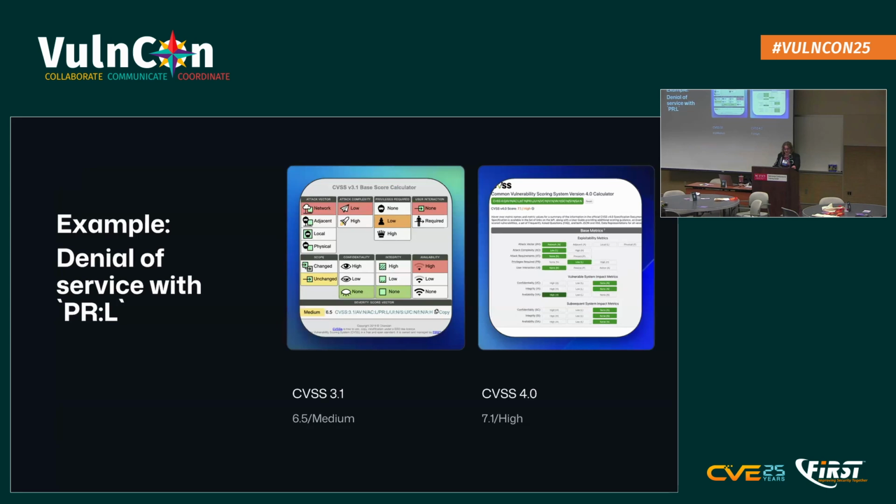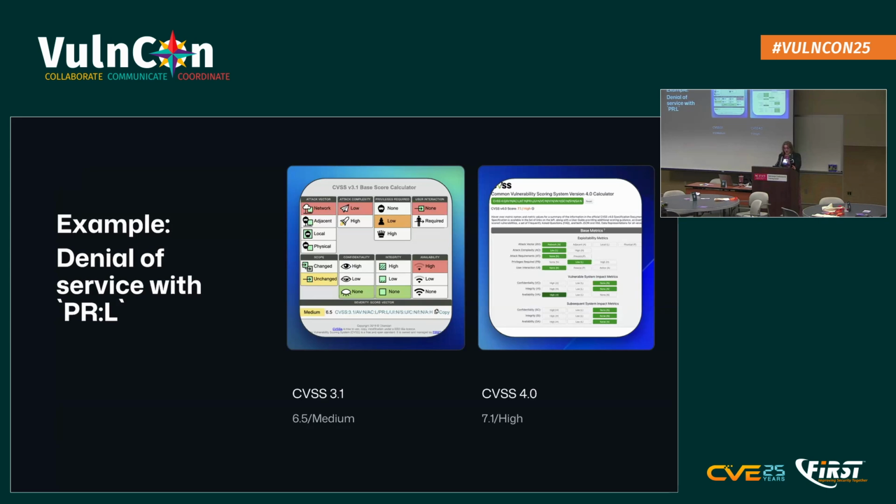Here is a fairly typical example of something that I see from the CVE feed in my everyday work. This would be a denial of service attack by an authenticated user, so that would be privileges required low.